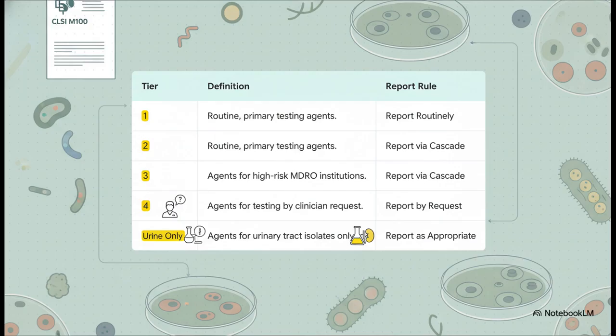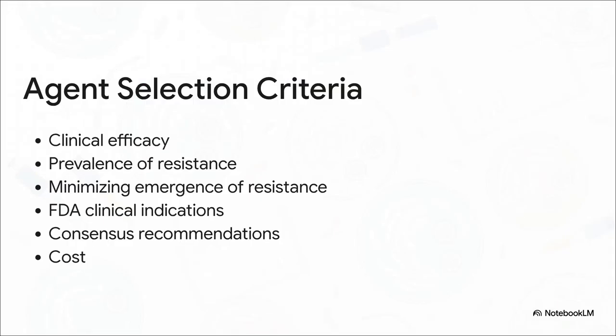Tier 1 agents are your primary, go-to drugs that get reported routinely. Tiers 2 and 3 are also tested, but their reporting is often cascaded to push clinicians toward narrower options first. And then you have Tier 4, which is purely by request. So how are these agents actually chosen? Well, it's not arbitrary. It's a careful balancing act, weighing clinical efficacy against local resistance patterns, stewardship goals, and of course, practical things like FDA indications and cost.